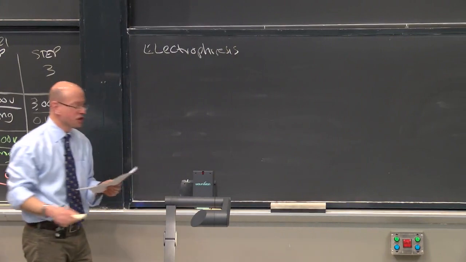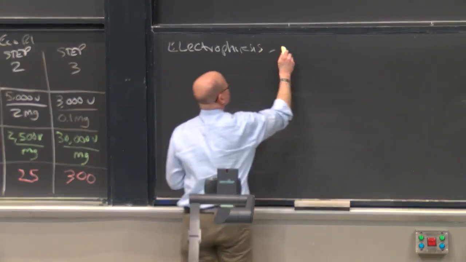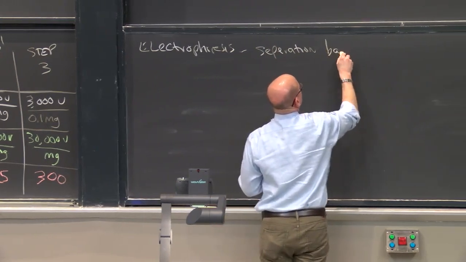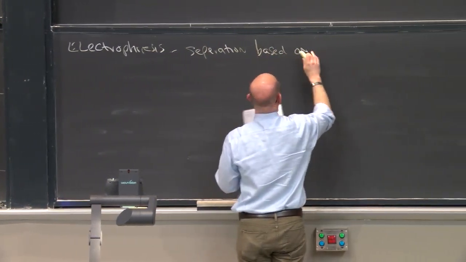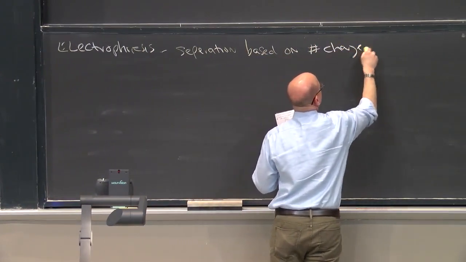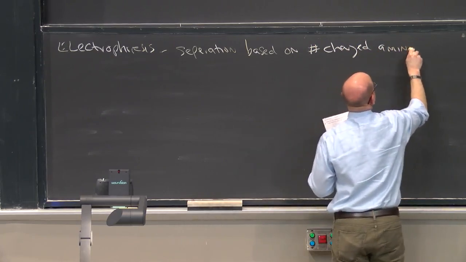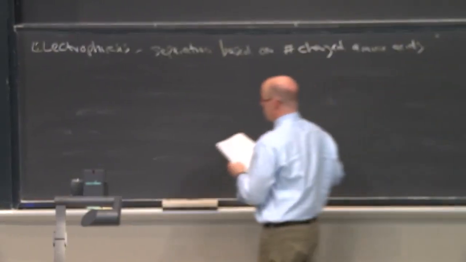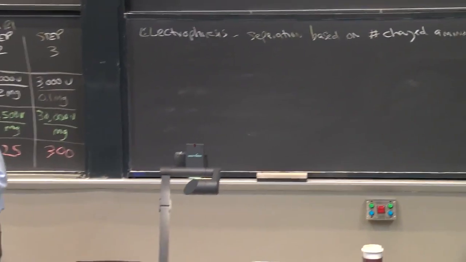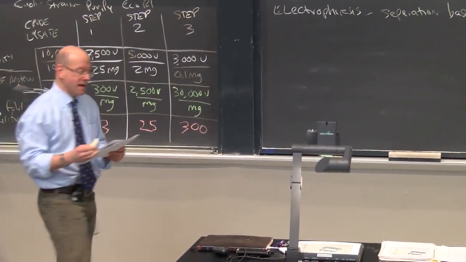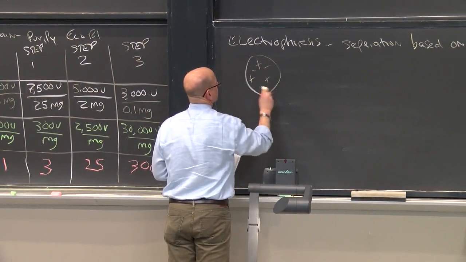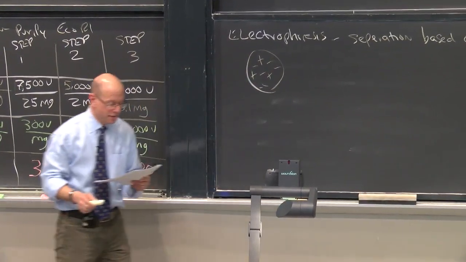And electrophoresis in general is a separation based on charge. Separation based on, let's say, the number of charged amino acids. Right? And so it's going to be some function of our lysines, histidines, arginines, aspartates, glutamates. Right? And every protein is going to have some net charge. Right? Plus, plus, plus, minus, minus, minus, depending on the number of positive or negative charges.